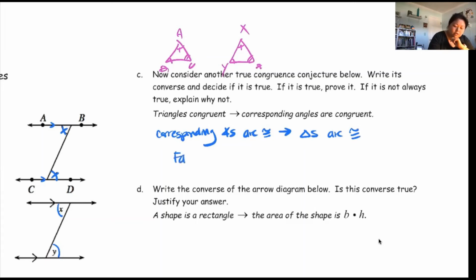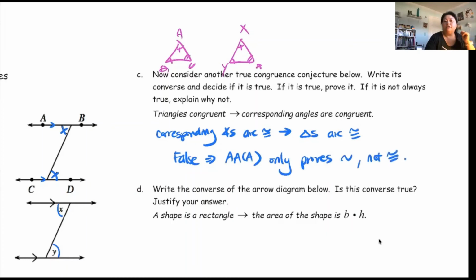So this is false because angle, angle, angle only proves similarity, not congruence. Okay, so again, make sure you read through what you're putting down on your toolkit and make sure you are writing down what is true and what is not, right? Angle, angle only proves similarity, and feel free to put that on the toolkit as well. There's a lot of empty spaces there for you to put the other things.